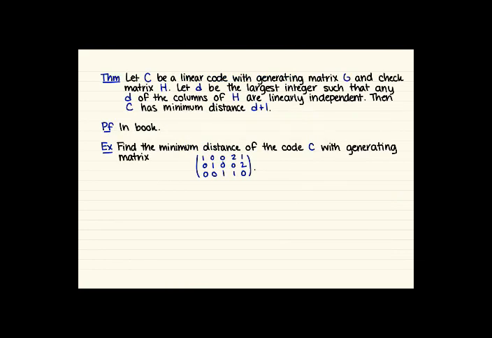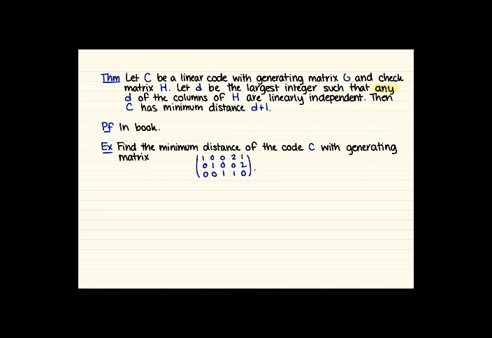Now moving into the chapter 14 material, let C be a linear code with generating matrix G and check matrix H. Let D be the largest integer such that any D of the columns of H are linearly independent. It's really important that this is any D of the columns. It's not just that we can find 2 linearly independent columns, or however many; it has to be true for any columns. Then C has minimum distance D plus 1. This gives us a nice way to look at the check matrix and see from that what the minimum distance of the code is.